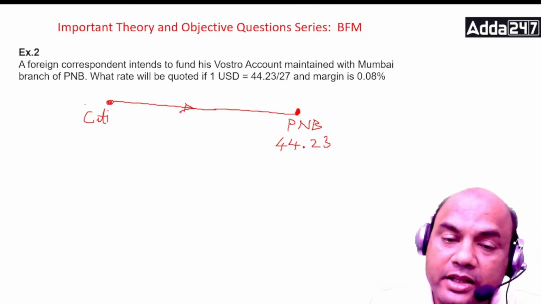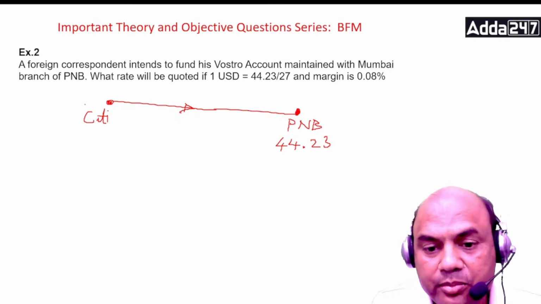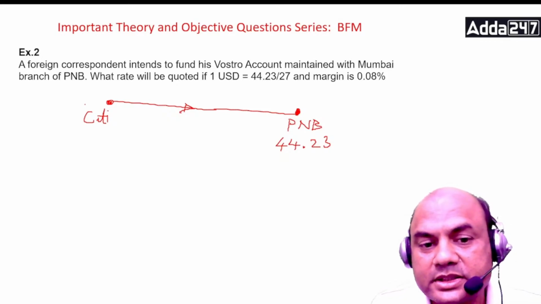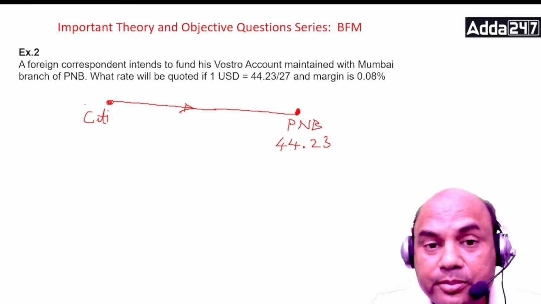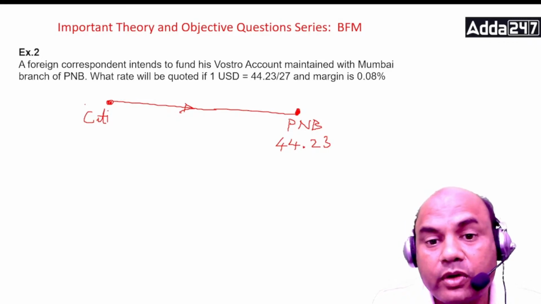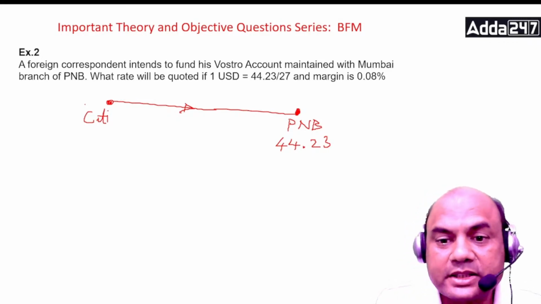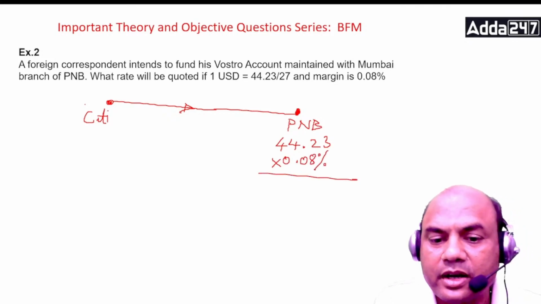But is this my final rate? Again, follow the basics which I told you. Buy forward points: 0. There are no forward points, because we are doing this at the spot rate. Whenever there is a bill or something forward in the future, then we use the forward points. And the margin is given as 0.08%. So multiply this. If you multiply 0.08%, what will you get?